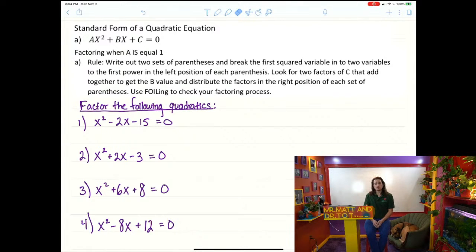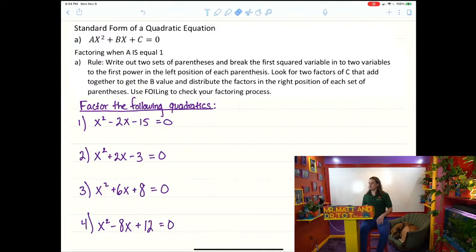If the a value is 1, then the factoring strategy is pretty straightforward. We're looking for two factors of the c value, the constant value, that add together, as positives or negatives in any combination, to get the b value. Two factors of c that add together to get b.